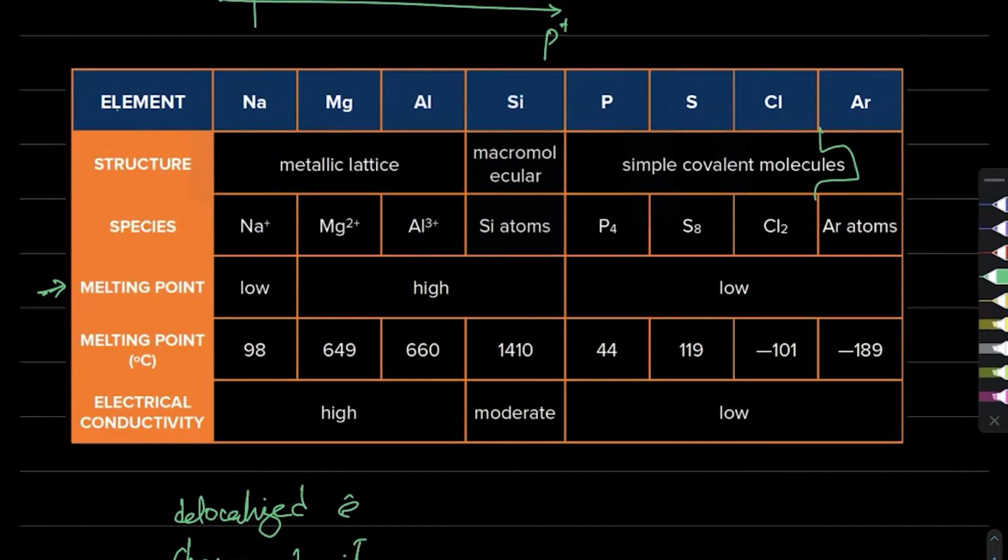Sodium has fewer, magnesium has more, aluminium has even more. So the conduction is high. There are electrons moving around. But how come silicon is able to do that? So silicon, we have to remember, is a semiconductor.